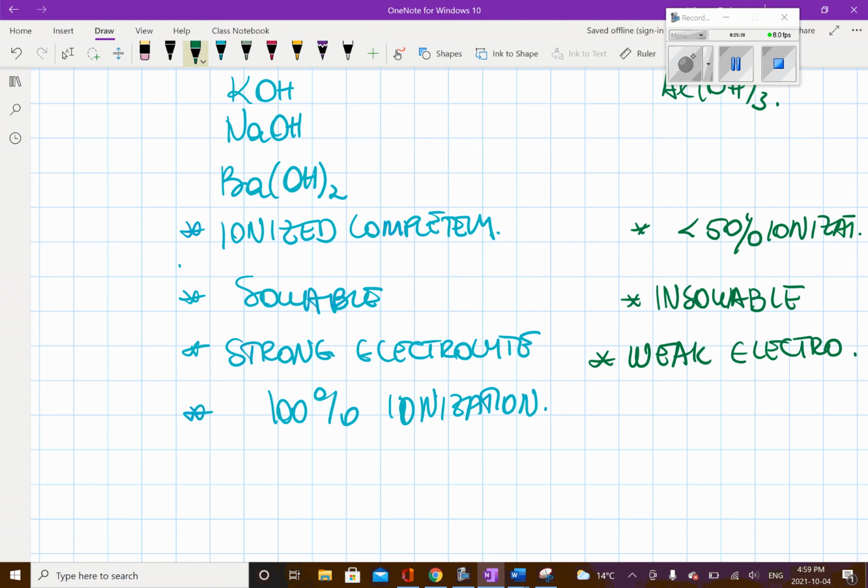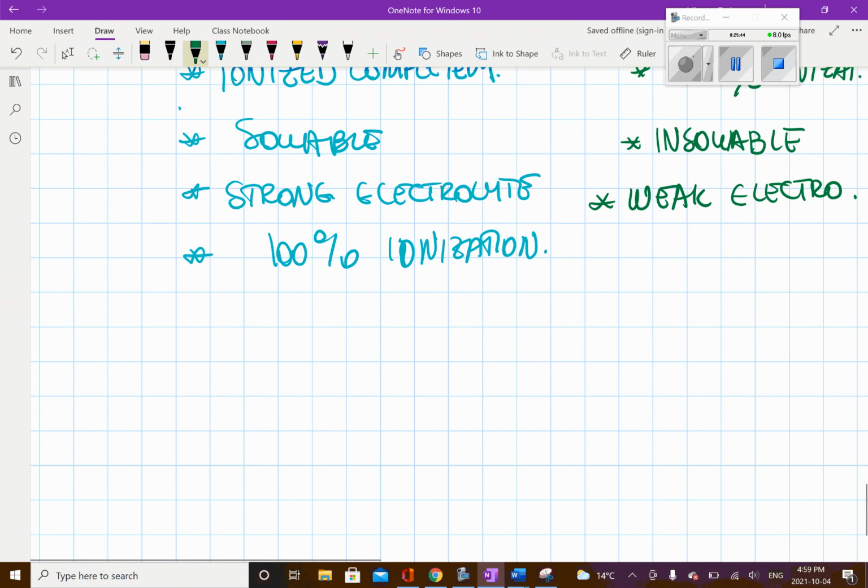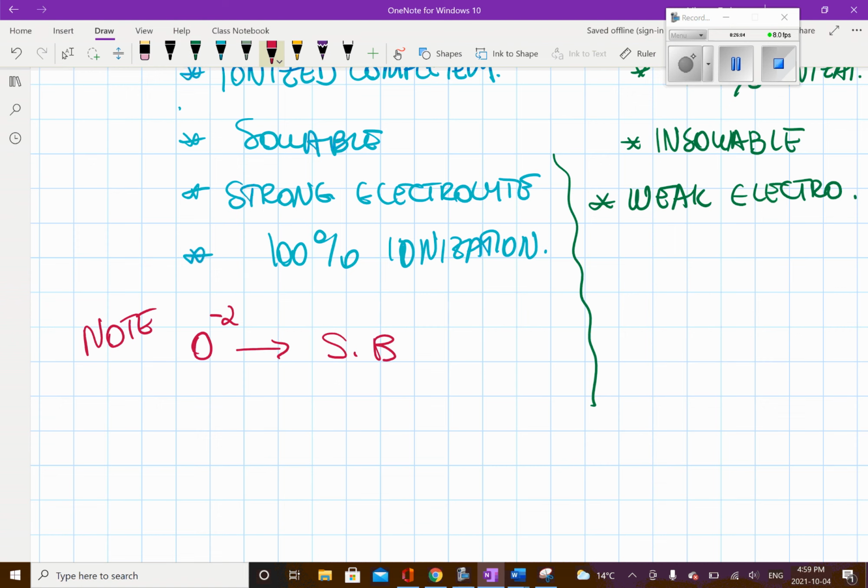One thing that we have to keep in mind is that when we are talking about strong bases and strong acids, or weak bases and weak acids, we have to put a note here that when we have O2 minus, it's considered to be a strong base. Because what is happening is that O2 minus grabs the hydrogen, and then it forms 2 hydroxide. So the reaction will be something like this.